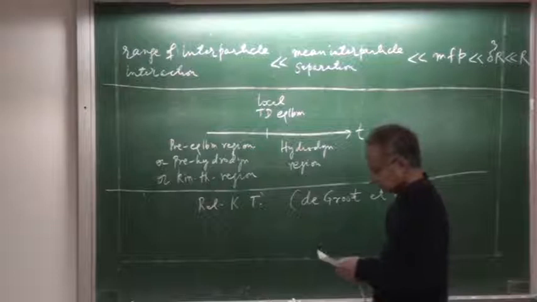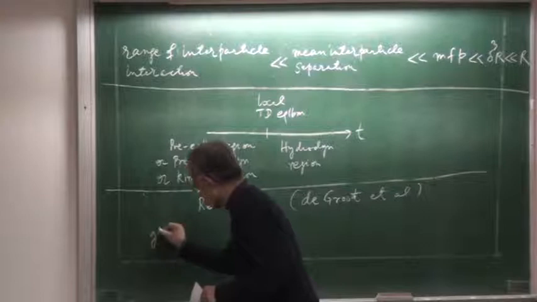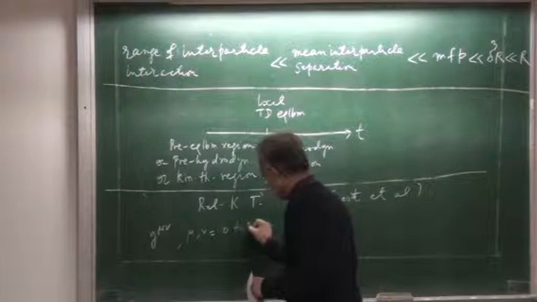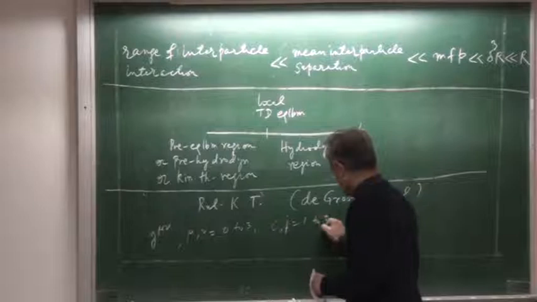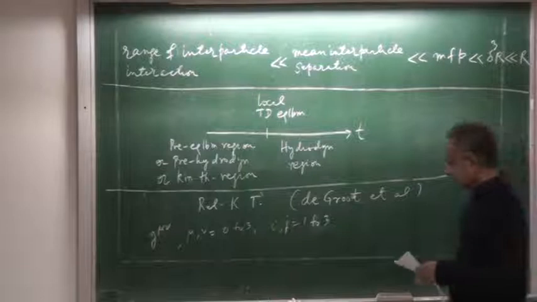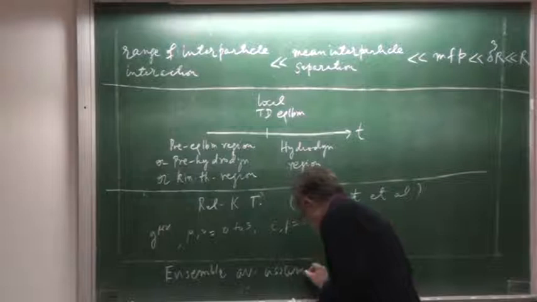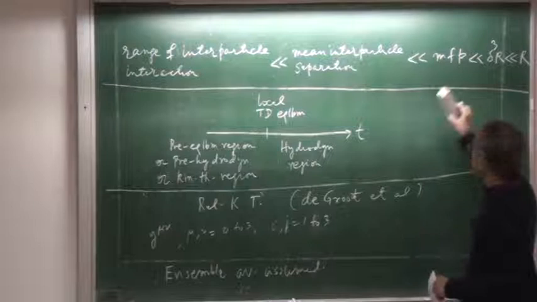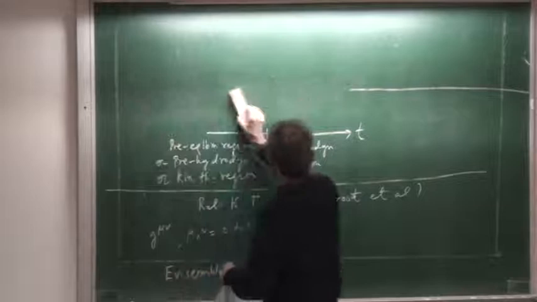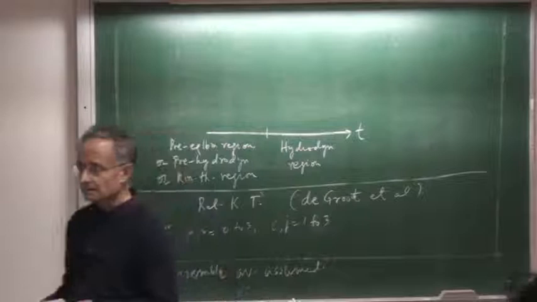As before, I'm going to use natural units, etc. Average background potential, which is approximately constant over the region.